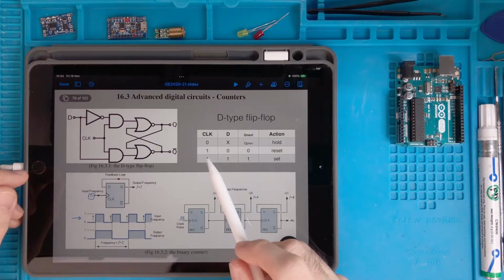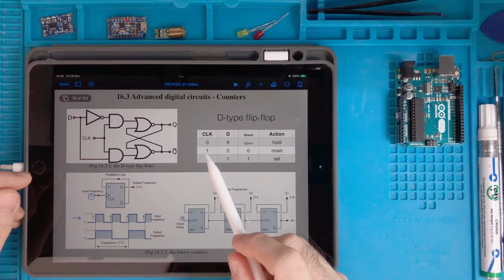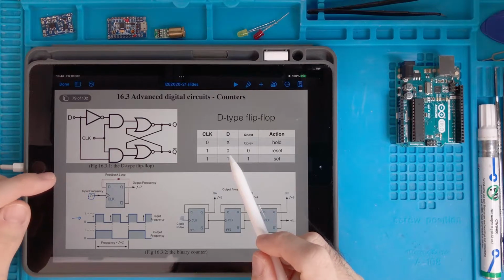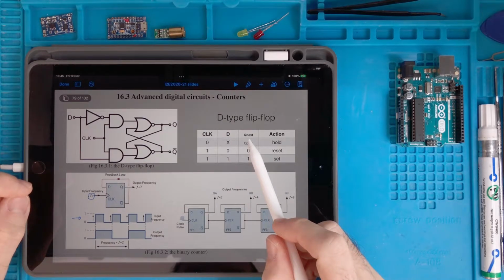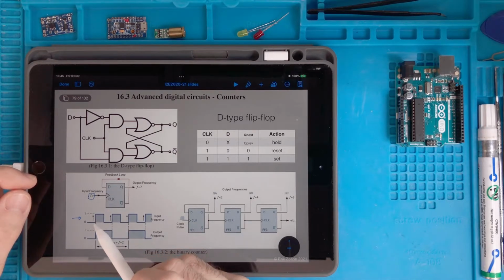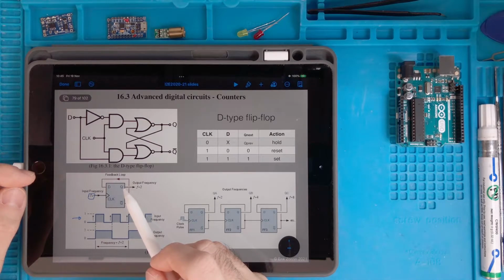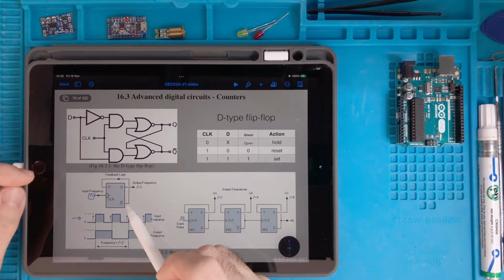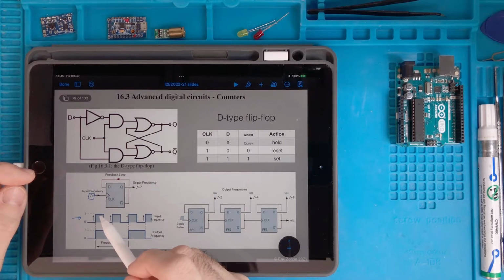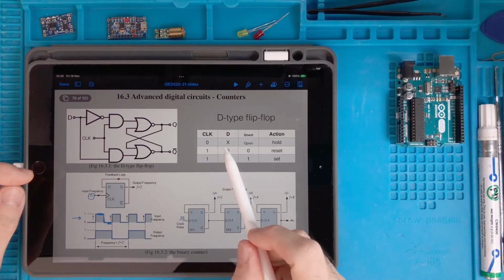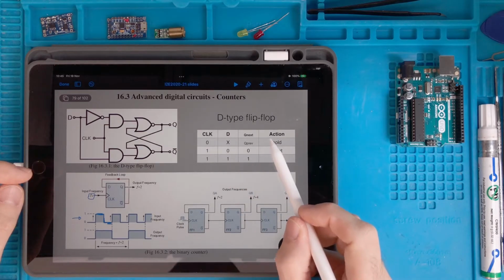So if the clock goes at 1 and the data is 0, then Q next is 0. So if the data is 0, once the clock arrives, Q goes at 0. It means that Q bar goes at 1. Now, after this situation, the clock goes at 0. And according to this truth table, nothing happens because we are in a hold condition.